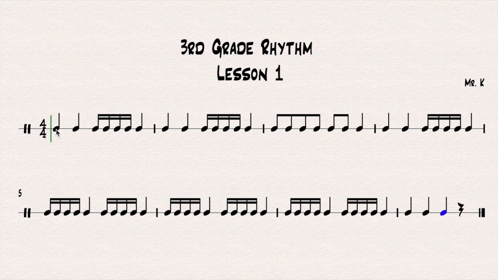1, 2, ready and a count. 1, 2, 3E and a 4. 1 and 2 and 3 and 4. 1, 2, 3E and a 4. 1E and a 2, 3E and a 4. 1, 2, 3.